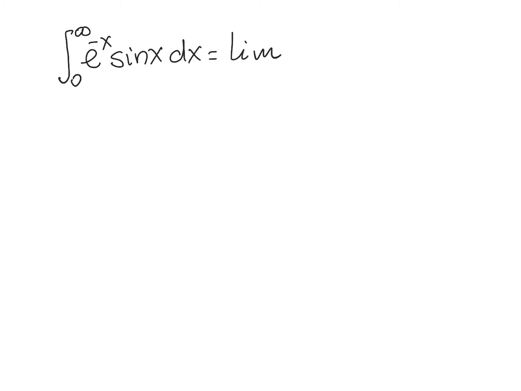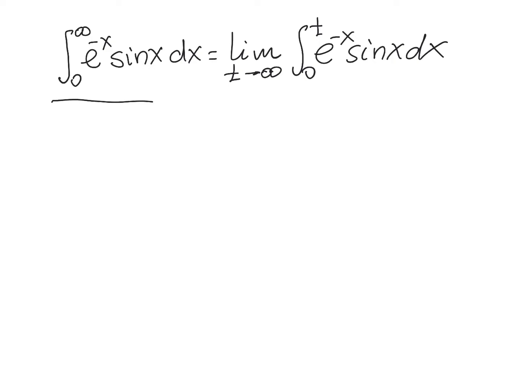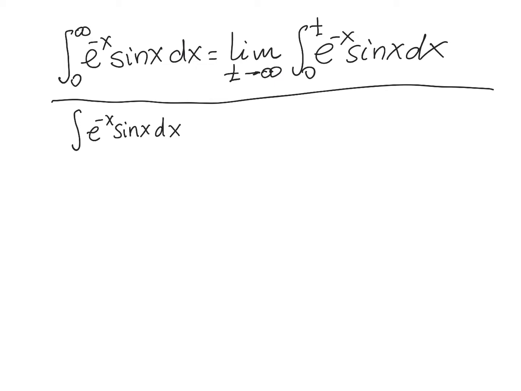So the improper integral can be expressed in this limit form as the limit as t approaches infinity of the integral from 0 to t of e to the negative x times sine x dx. So first thing we need to do is find an antiderivative of e to the negative x sine x. And of course, we do that by parts.